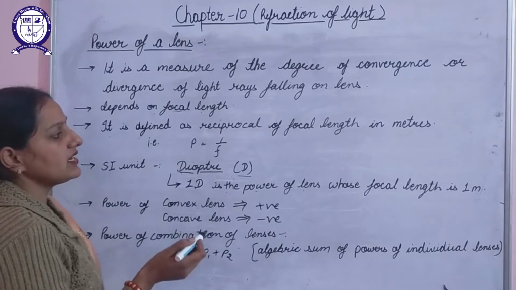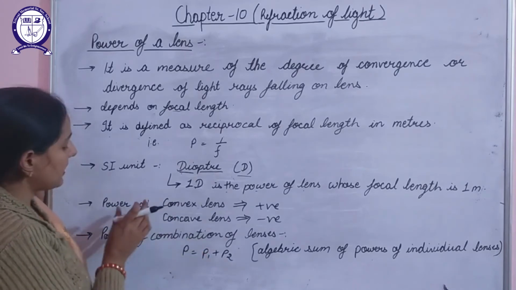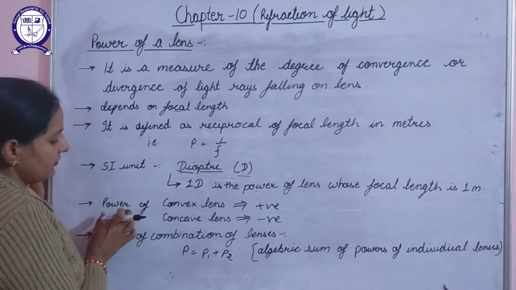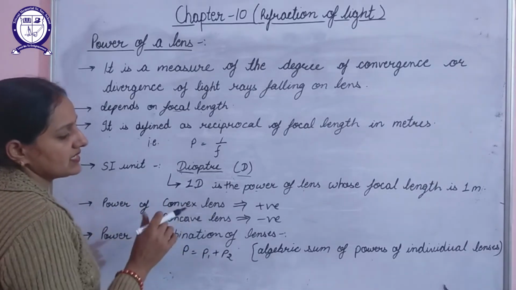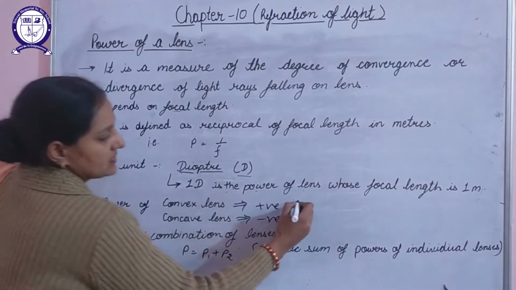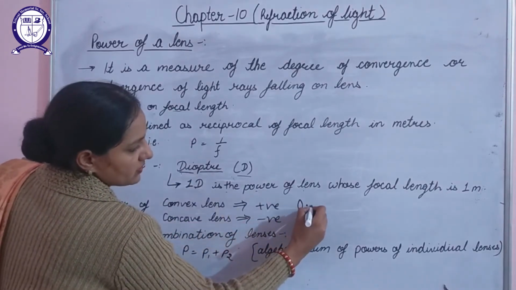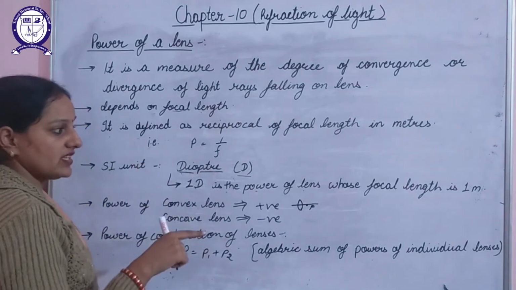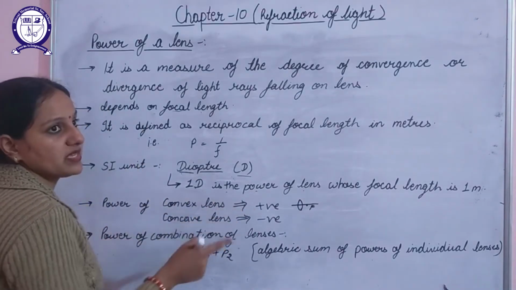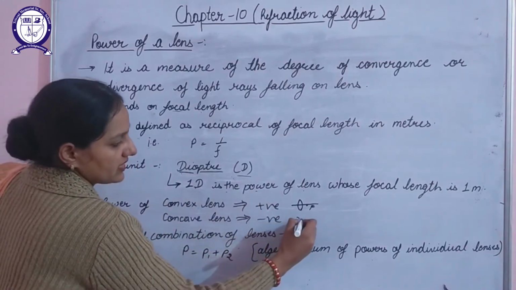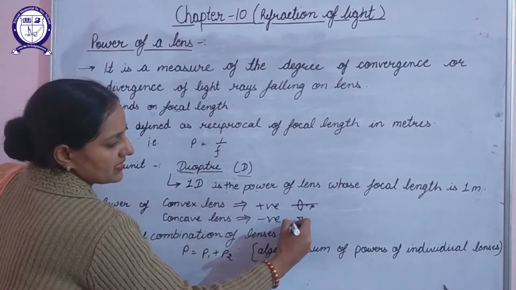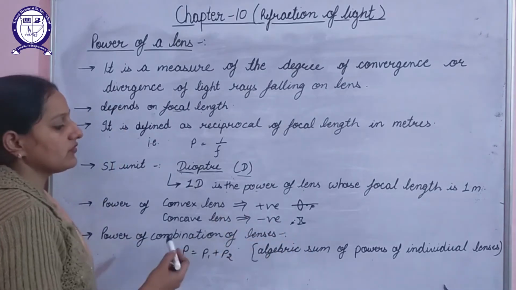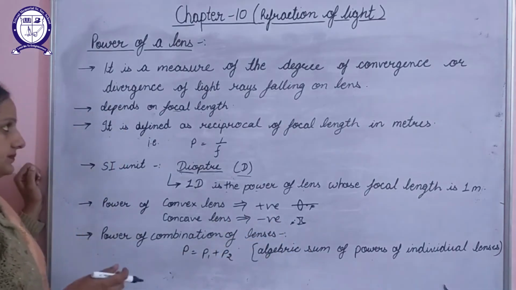Depending on the sign of focal length for a lens, the same sign will be there for the power. If we talk about the power of a convex lens, we know that the convex lens focus is on the right hand side. So its focal length is positive. If focal length is positive, then its power will also be positive. If we talk about a concave lens, its focus lies on the left hand side. So its focal length is negative, and its power will also be negative.